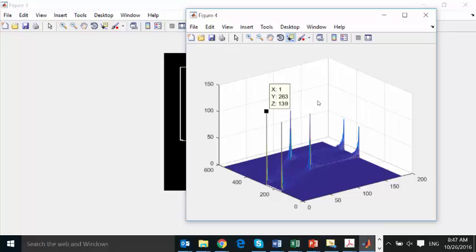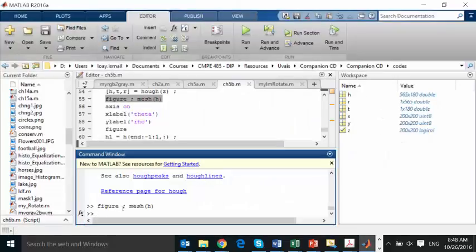Here I have 139. Here I have 132, 107, 97, and so on. But if I want to see these values more accurately, let's see here. I will use the find function, H greater than, let's say, 50.